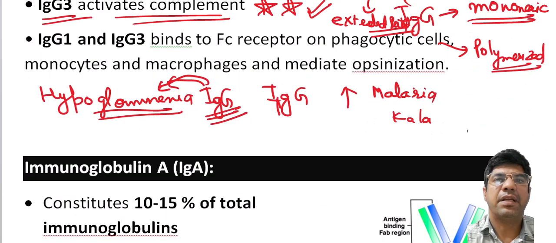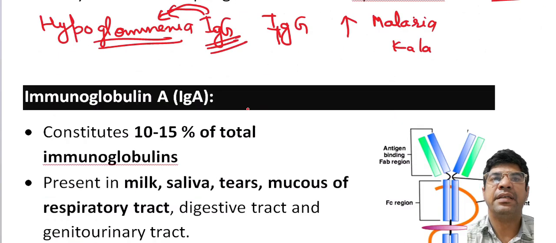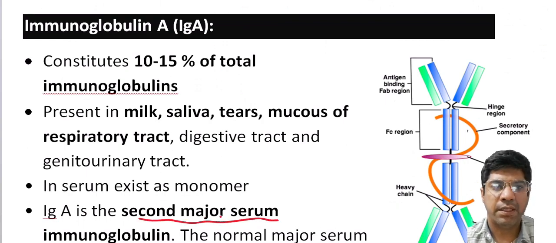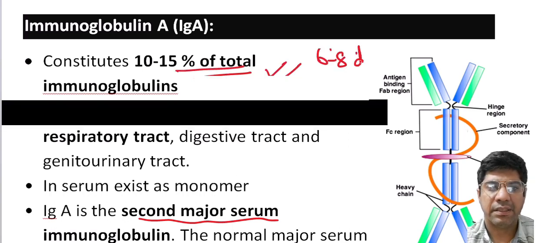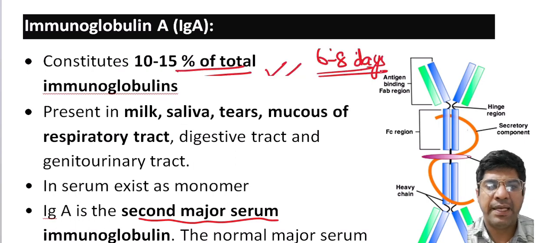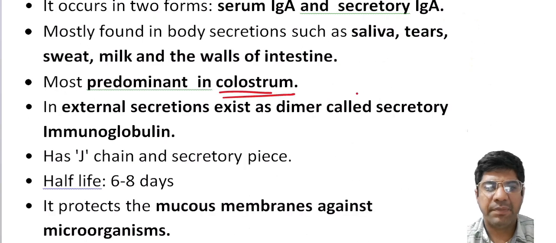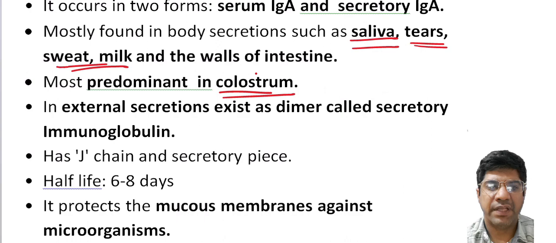The next immunoglobulin is IgA. Remember, IgA is the second most abundant serum immunoglobulin, constituting around 10 to 15% of the immunoglobulins. It has a short half-life of around 6 to 8 days. IgA is mainly distributed in the secretions including the colostrum, which is the first milk produced by the mammary glands after childbirth. It is seen in saliva, tears, sweat, and the wall of the intestine.